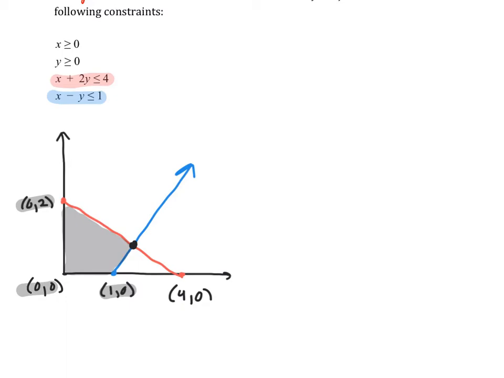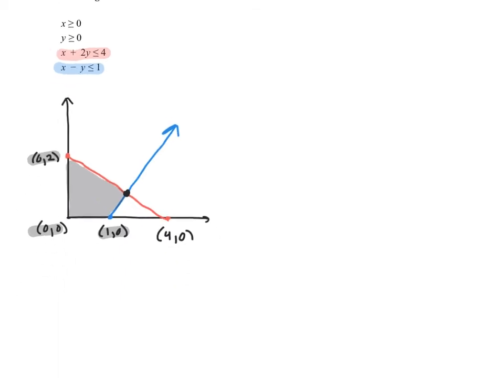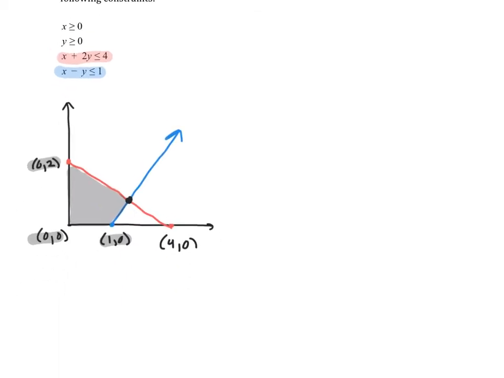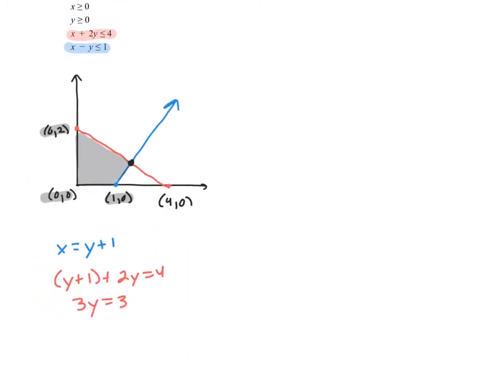equations. So I'm going to use my blue equation, and I'm going to solve for x. I'm going to use substitution here. I'm going to substitute that into our red equation. So y plus 1 plus 2y equals 4, 3y equals 3, so y is equal to 1. And if you substitute that back into blue, you get x equals 2. So this coordinate is at 2, 1.